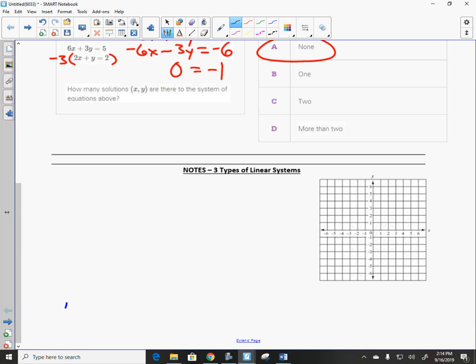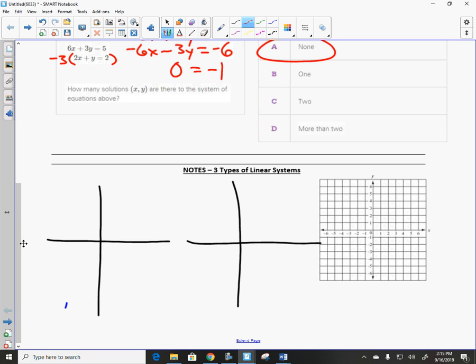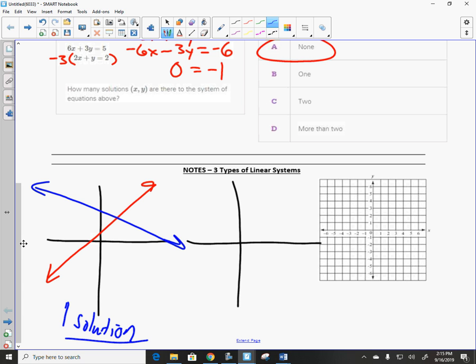Looks like I forgot to put a couple graphs here. There are 3 types of linear systems. So we looked at the algebra. Here's a graphical representation of what we're talking about. This is the most common situation that we have. We have 2 lines that cross once. We say that's one solution. That is the most common scenario that we have.